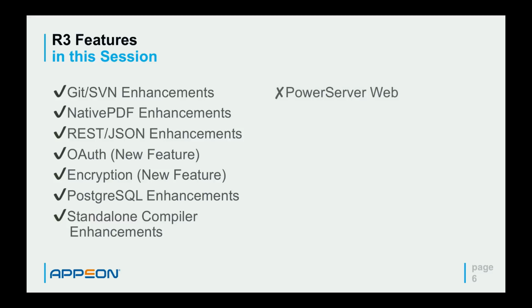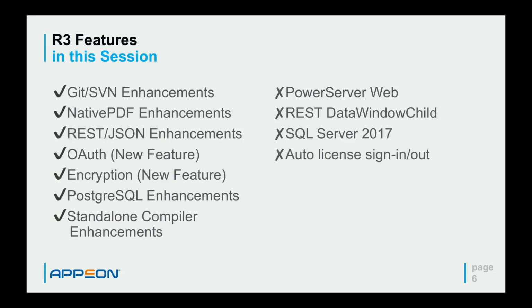Now, the things we're not going to cover in today's webinar, but are included in R3, are development licenses of Power Server Web, support for the REST client for your DataWindow child objects, if your DataWindow children are going to be powered by REST Web APIs, and then support for SQL Server 2017. As well as some improvements we've made to the cloud license model so that it automatically signs you in and out in case you forget to do so.